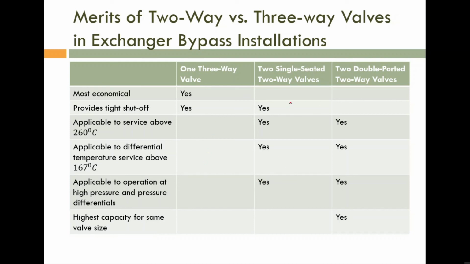Now the comparison between these two. This one is two-way valves, where each valve has a single seat or single port. Here each valve has a double port. Double port will not give tight shutoff. Otherwise these two are the same. But what is the advantage of double port? From a capacity point of view: for the same valve size, if we want more capacity, meaning more variation in flow rate, then we have to use double-ported valves. Okay, so this is a comparison. So I am stopping here.